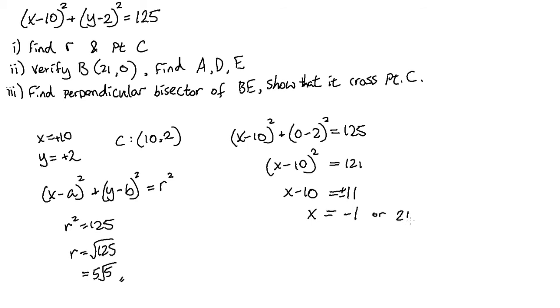21. And in this case, because B is on the right hand side, it's the more positive value, which is 21, and therefore the value of B is (21, 0).